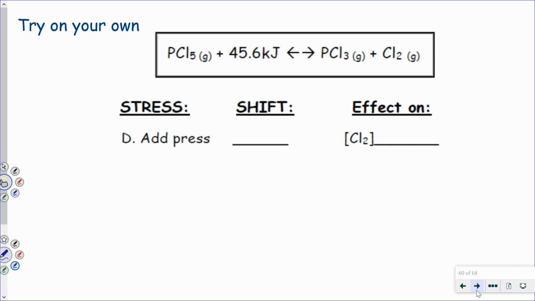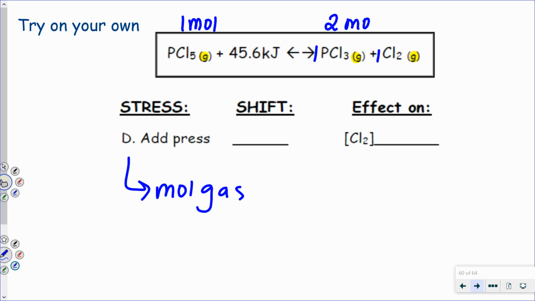Okay, so remember, add away, take towards only works for temperature and concentrations of reactants or products. When we're dealing with pressure, you've got to look at moles of gas. So pause the video, try this problem. All right, so if I look on my reactant side, I have a gas right here, and that's 1 mole of gas. I don't have any other reactants that are gases. On my product side, I have 1 mole of PCl3 and 1 mole of Cl2. They both have coefficients of 1 for a total of 2 moles.